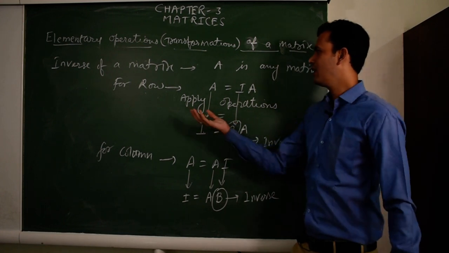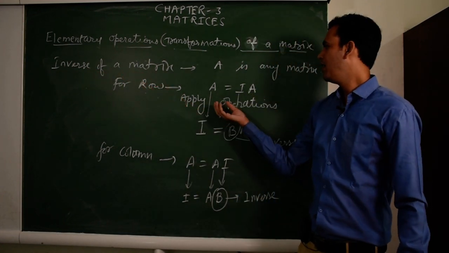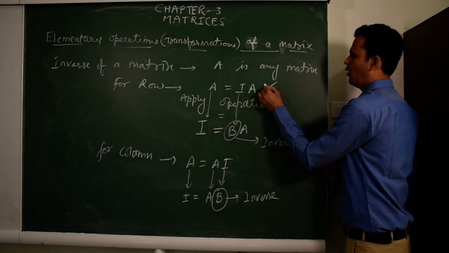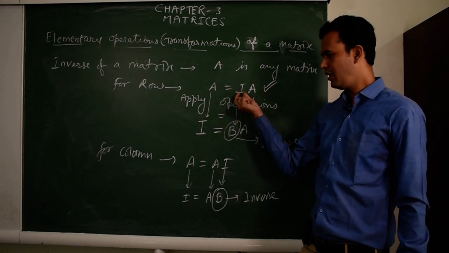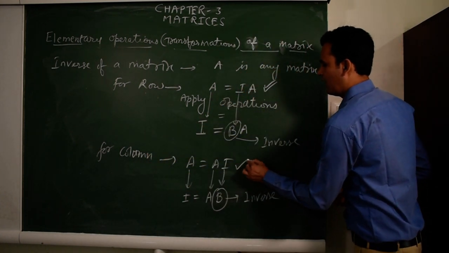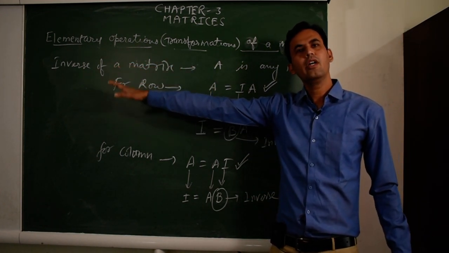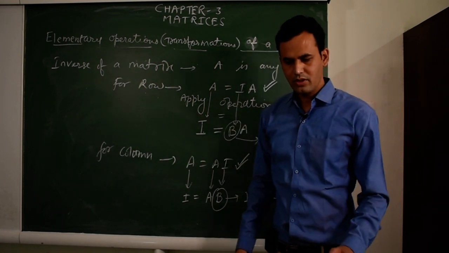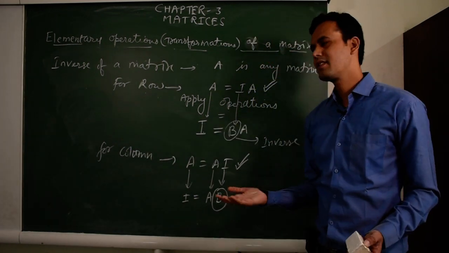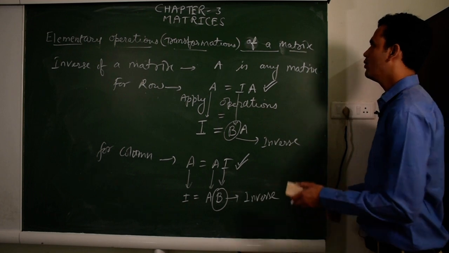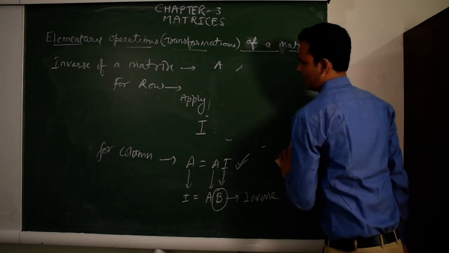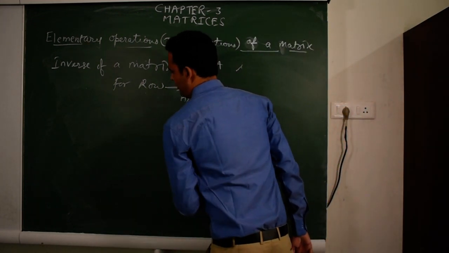Okay, so this is the method for finding the inverse of a matrix. For row, always take A equals to IA, and for column always take A equals to AI. Operations are 3 operations by row and 3 operations by column. So this is the theory of exercise 3.4. Now we move towards exercise 3.4.